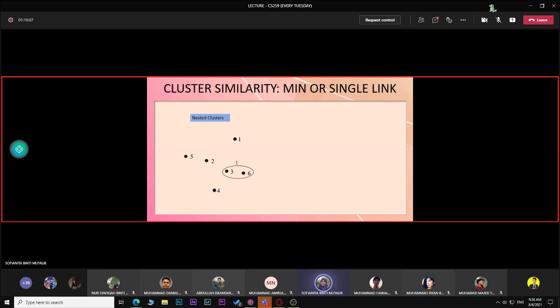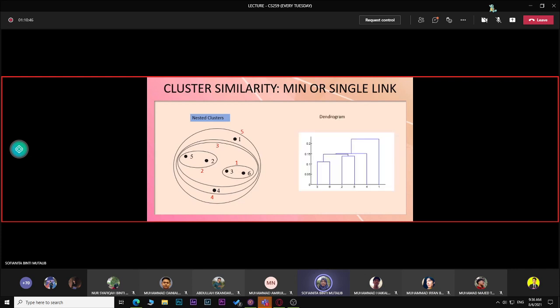Firstly, as you see, object 3 and object 6 are merged, and then object 2 and 5 are merged. And this object is merged because it's closest compared to 1 and 4. Then the third cluster is merged with object 4, forming the fourth cluster, and finally forming the fifth cluster when all objects can be seen as one big cluster. And this will be the dendrogram.